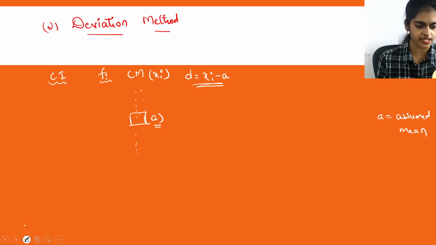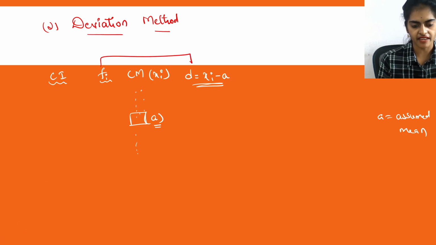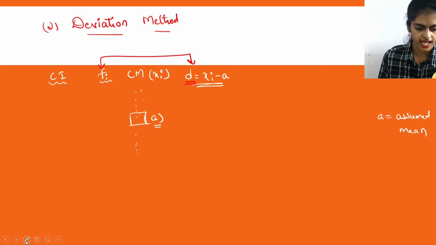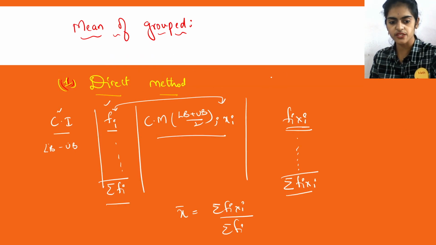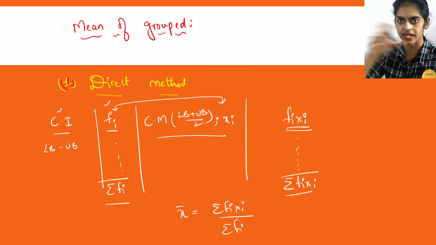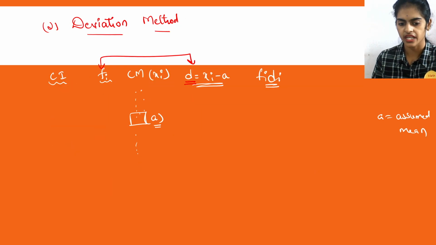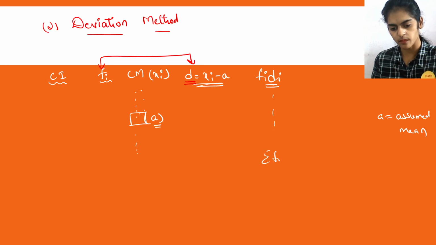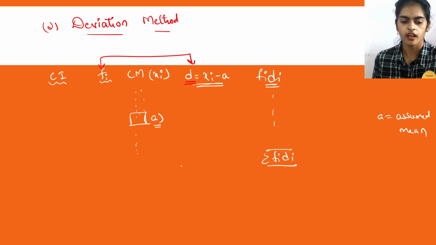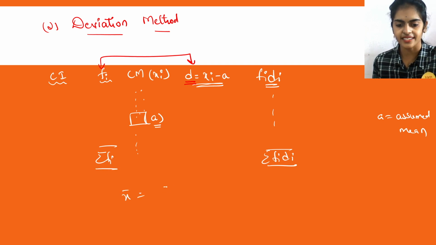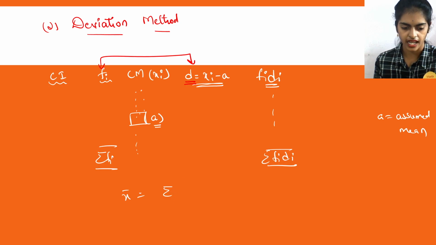Finally you multiply these two, you multiply fi di. So one extra step we are doing: finding deviation, and then we multiply fi di. In the previous one, from class mark the last step was multiplying fi xi. Here it is fi di. After multiplying, you will find sigma fi di, and here sigma fi also you will find. Now mean is nothing but sigma fi di. Have a look here.